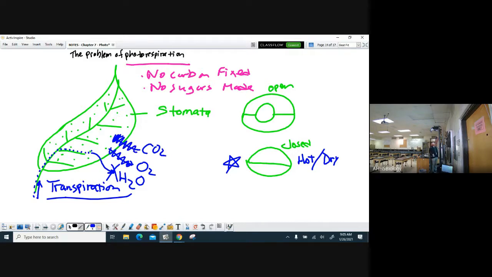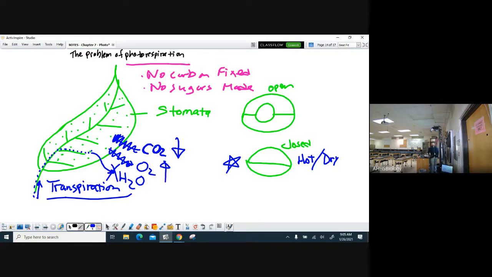And last week I said they can't turn off photosynthesis, right? So if they keep photosynthesis going during the day in hot, dry climates, what happens to the amount of carbon dioxide in the leaf cells as photosynthesis continues and they can't bring in any more? And what happens to the amount of oxygen in the leaf cells as they do photosynthesis and they can't get rid of it?